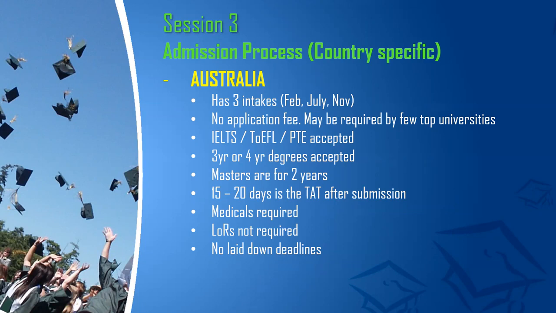Here I've written masters are for 2 years. The reason is Australia has an immigration rule which says if you are looking for a stay back or a post-study work permit, then you need to take 2 years of masters. That is the rule. That is why I mentioned 2 years masters, but Australia also offers masters for 1 year or 1.5 years also. So masters for 2 years if you are looking for PR or stay back.